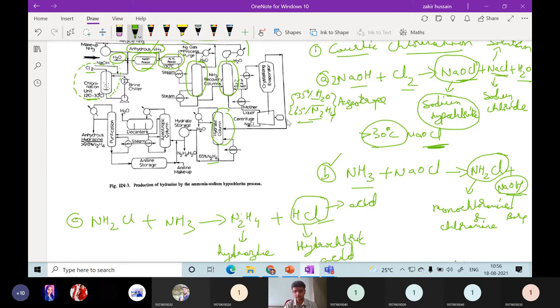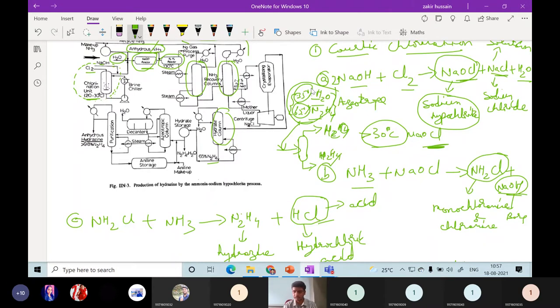What is an azeotrope? Whenever this composition, 35% and 65%, is met, and you send this mixture to a distillation column, the top composition is the same as the bottom composition. But ideally, what is the use of distillation? Hydrazine has to be separated as a top product and water as a bottom product, or vice versa. But it will not separate regardless of how much energy you apply.